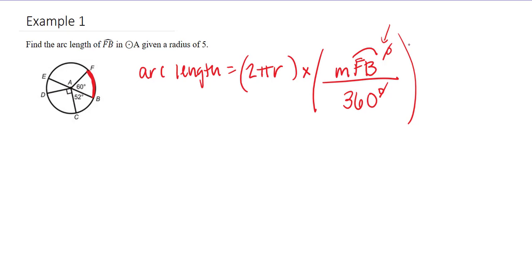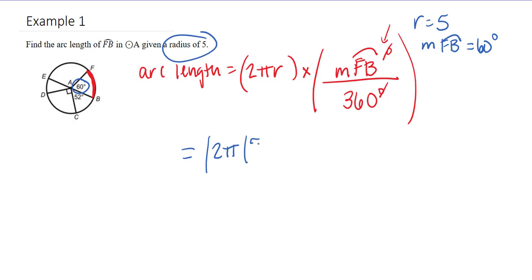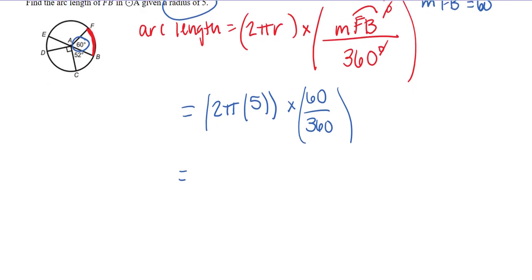So let's go over what we know. So we know the radius r is equal to 5, and we know the arc measure is 60 degrees from here. So let's go ahead and plug that in. So we get 2 pi times 5 times 60 over 360. So let's go ahead and simplify a little bit.